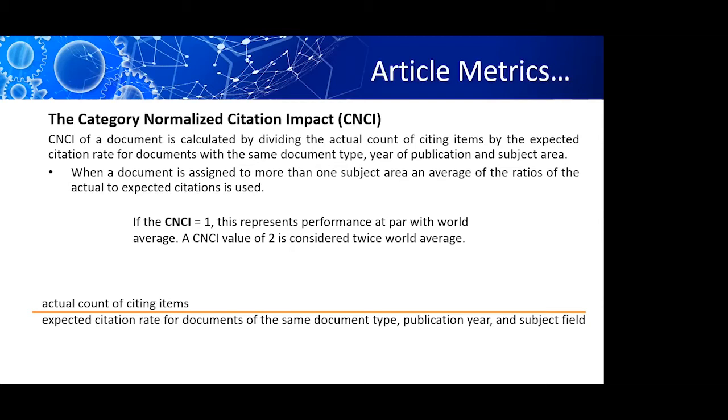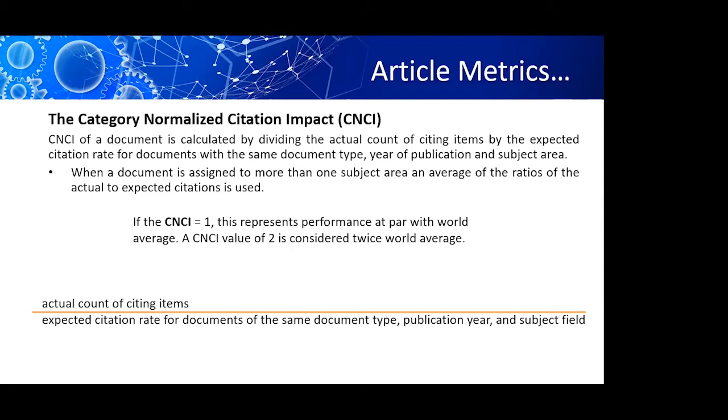When a document is assigned to more than one subject area, an average of the ratios of actual to expected citations is used. Here it is similar to the FWCI. If the CNCI equals 1, this represents performance at par with the world average expectation, and a CNCI value of 2 is considered twice the world average, like the FWCI I discussed in my previous slide.